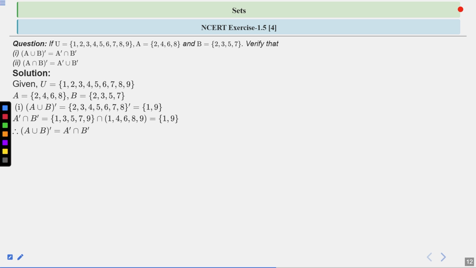So what we are going to conclude is A union B whole complement is the same as A complement intersection B complement. Okay.